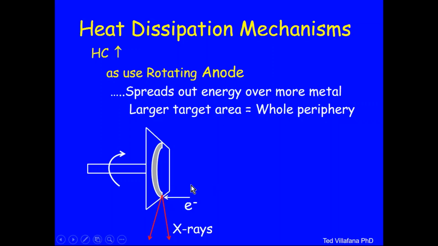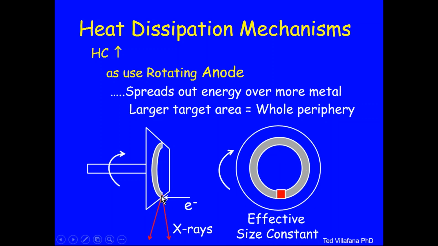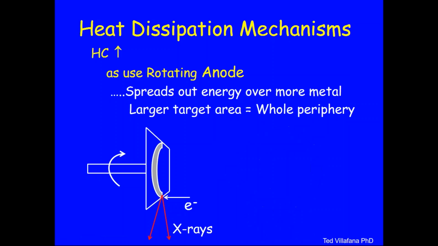What if that point is rotating, or at least putting it this way, what if that point is rotating underneath the electron beam? What if you get a target that is spread out over the whole periphery of what we refer to as the anode disk, and then have this whole configuration rotating? So now what we have is the electrons coming from a fixed position, the filaments, hitting the target at a fixed point in space, but the target, the metal itself, is rotating around.